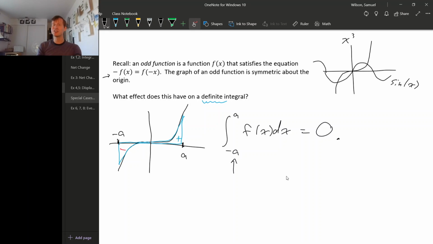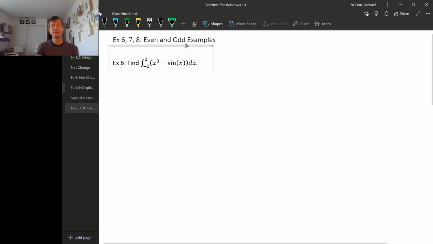So even and odd functions have these really nice shortcuts for definite integrals, although there is a big caveat, which is the interval that you're integrating over has to be from minus some number to plus the same number. So let's look at a couple examples.